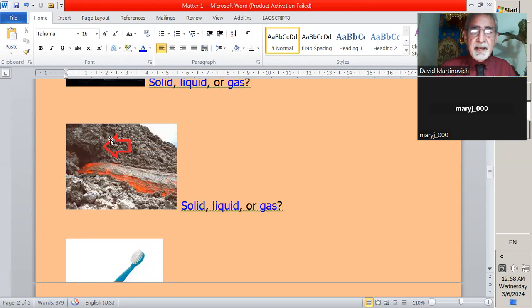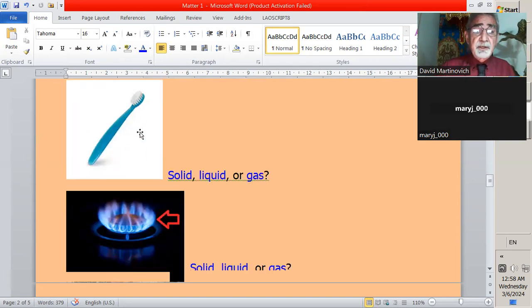And what about this black rock here? How about Hank? Hank says that's solid. Yeah, you can touch it, and it will hurt your fingers if you touch it hard.